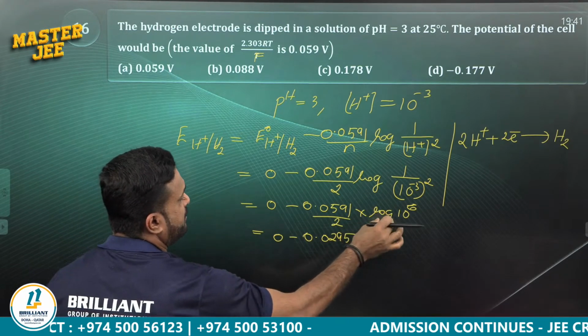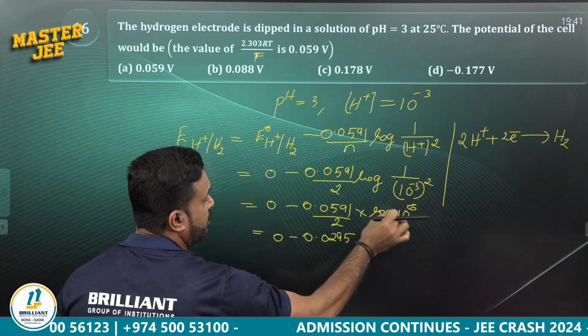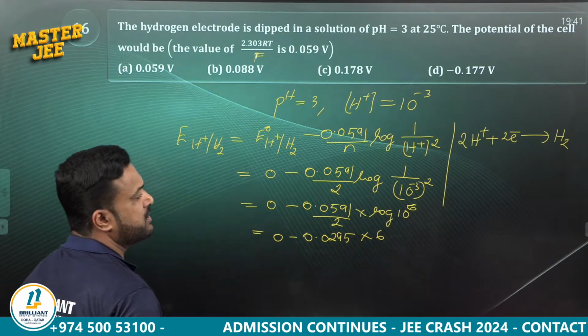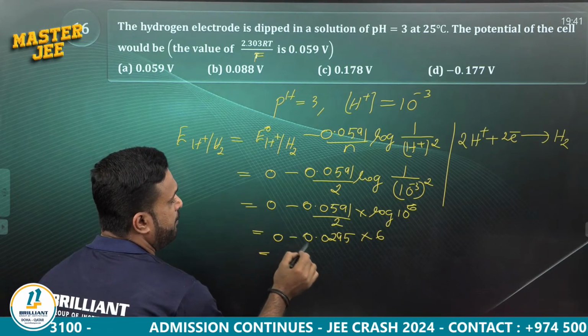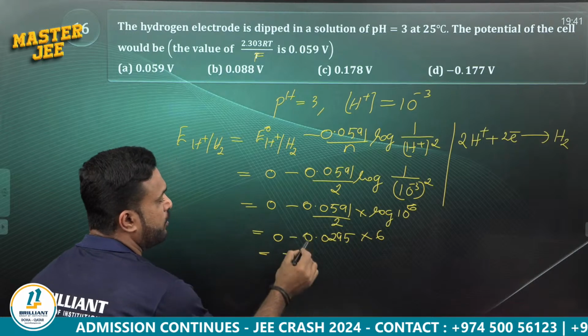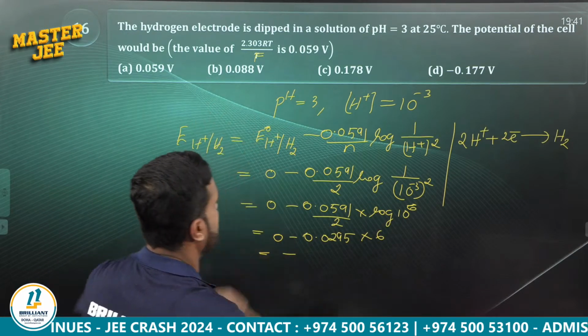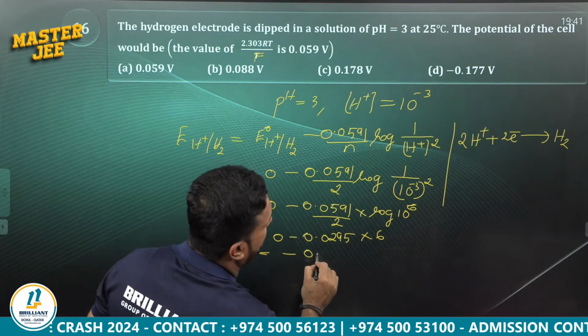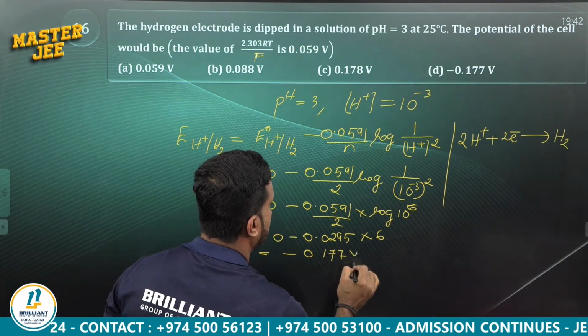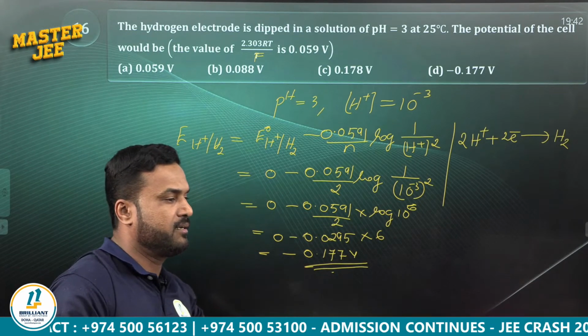So log 10 power 6 can be expanded as 6 log 10. So the value will be 0 minus negative, so 0.0295 into 6, I think the value will be, yes, negative 0.177 volt. Check your answer.